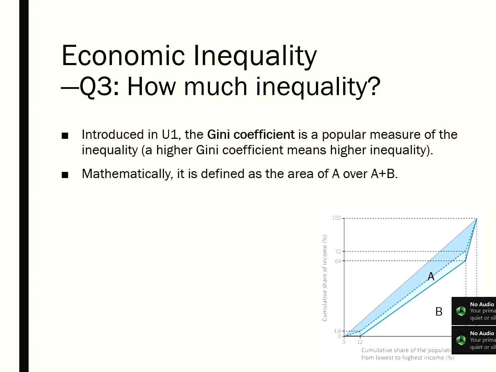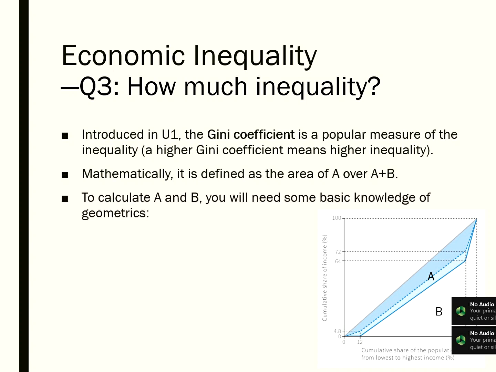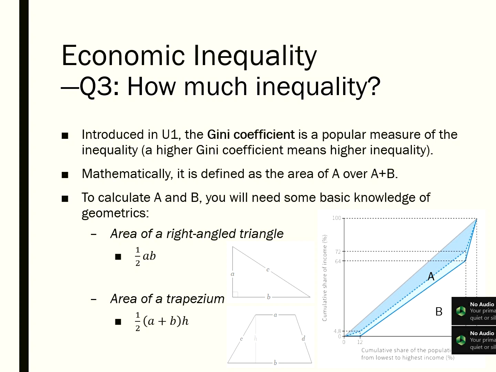To calculate the area of A and B, you will need some basic knowledge of geometry. For example, the area of a right-angled triangle is equal to half multiplied by the two sides of the right-angled triangle, and the area of a trapezium is equal to half multiplied by the sum of the two parallel sides multiplied by the height. Please take a review if you are not familiar with these two formulas.